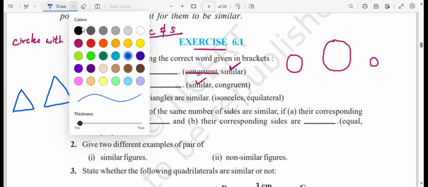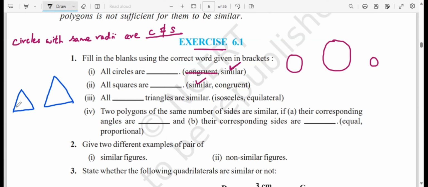I'm just drawing two triangles, and let us try to mark some angles. This can be, say, an isosceles triangle with an angle alpha and alpha. If this triangle is also having an angle alpha, then these two isosceles triangles can be called similar. But it need not be alpha, right? This can be beta also. This angle can be beta and this also can be beta.